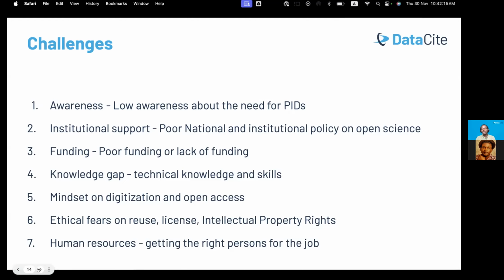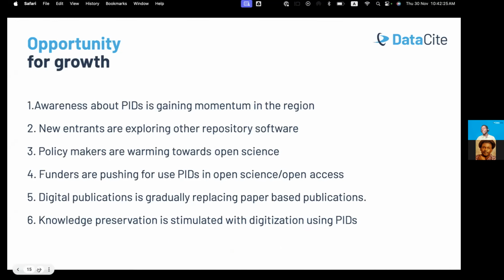So how do we move beyond this? What can DataCite do, or what is DataCite doing, or what will DataCite do to help? There is opportunity for growth. You know, I'm excited when I see challenges because I could see that it's going to give opportunities.